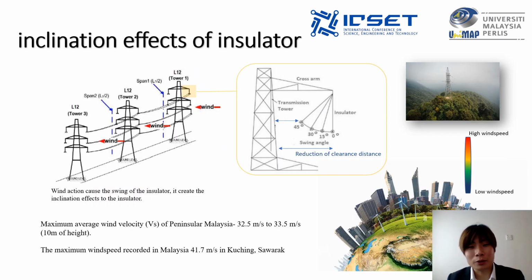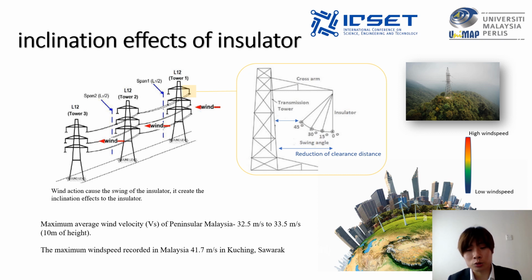As mentioned previously, the wind load action on the insulator will cause the swing of the insulator. It creates the inclination effect on the insulator. For your information, the average wind velocity recorded in Malaysia is between 32.5 meters per second and 33.5 meters per second, recorded at 10 meters height. Also, the maximum wind speed recorded in Malaysia is 41.7 meters per second in Kuching, Sarawak. From the diagram, we can see the possible swing angle from previous research that is considered in this study, which is from 0 degrees to 45 degrees.